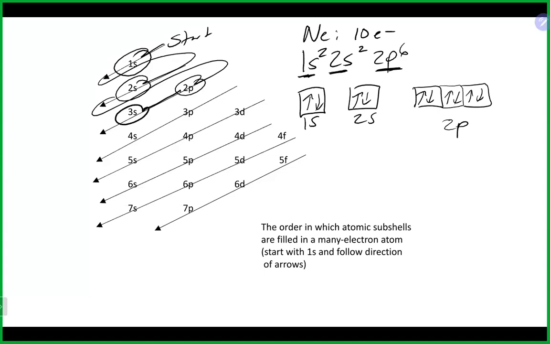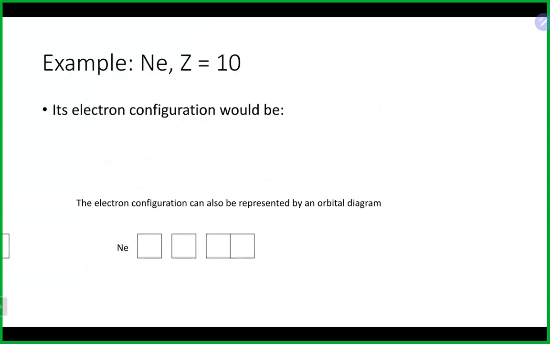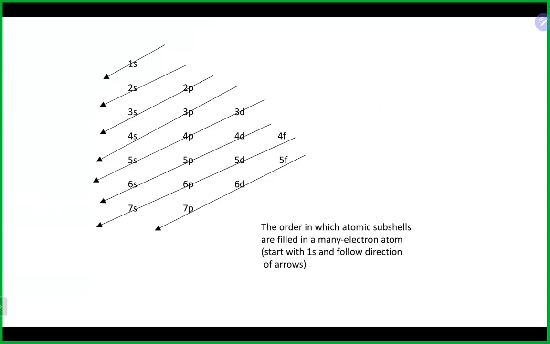Any question on how to write electron configuration or orbital diagram? Okay. All right, so I kind of skipped ahead here and find where we're at. Why don't you write the electron configuration for argon there, which is 18.